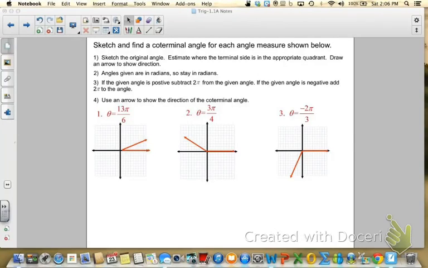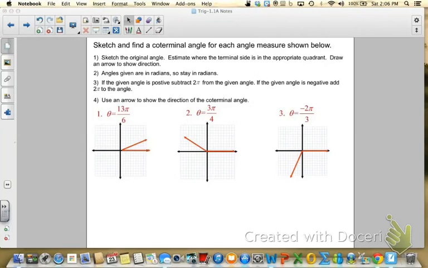Just want to start with a quick review of what we did on Friday in sketching and finding coterminal angles. I've given you all of the original angles in examples 1, 2, and 3. I've put them in standard position, meaning their initial side is on the x-axis, their terminal side is what gets rotated, and their vertex is on the origin.